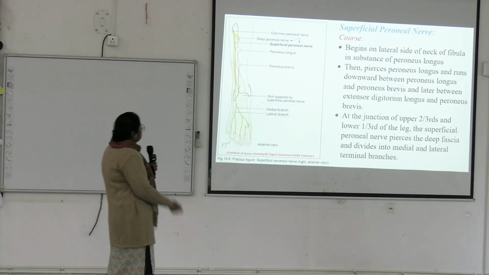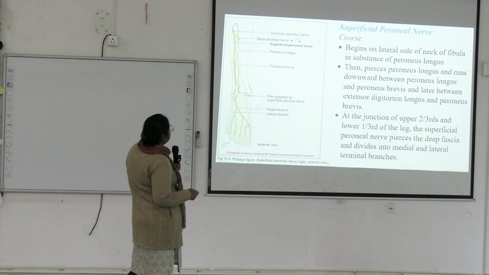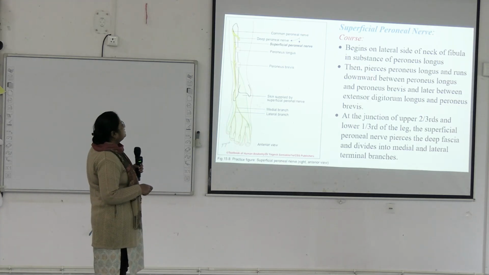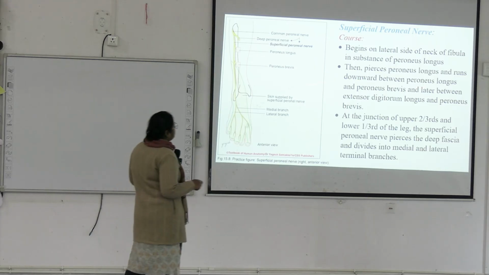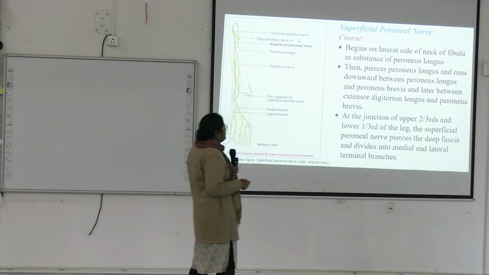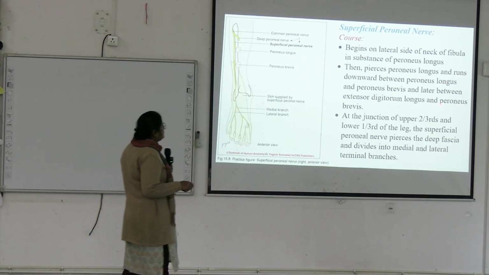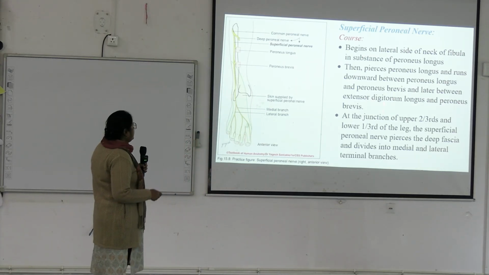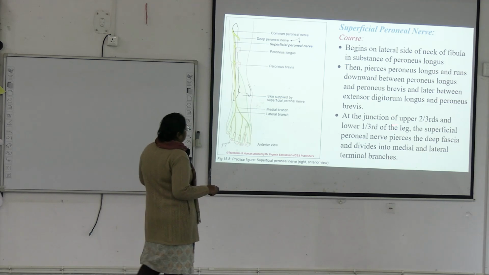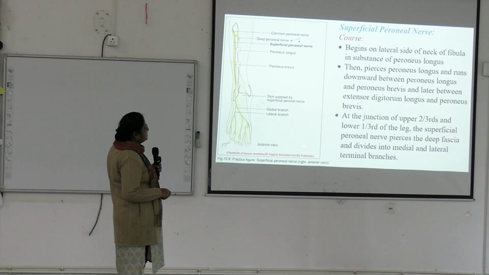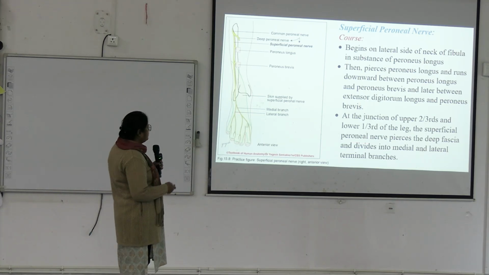What is the course? It begins on the lateral side of neck of fibula in the substance of peroneus longus, and then it pierces the peroneus longus and runs downward between the peroneus longus and peroneus brevis, and later between the extensor digitorum longus and peroneus brevis. At the junction of upper 2/3 and lower 1/3 of the leg, the superficial peroneal nerve pierces the deep fascia and divides into medial and lateral terminal branches. Okay, cutaneous branch.